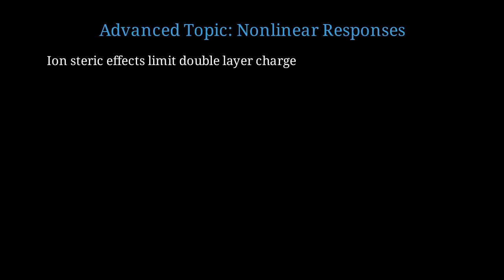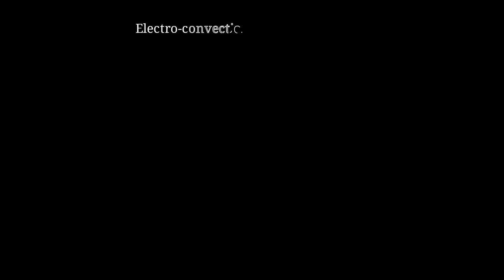Now an advanced topic. At high fields, nonlinear responses appear. The simple quadratic scaling breaks down. Ion steric effects limit how much charge can pack into the double layer. Ions have finite size. At high voltage, the double layer becomes crowded. The capacitance saturates. At very high field, electroconvection instabilities appear. The flow becomes turbulent. Vortices form. This is an active research area.